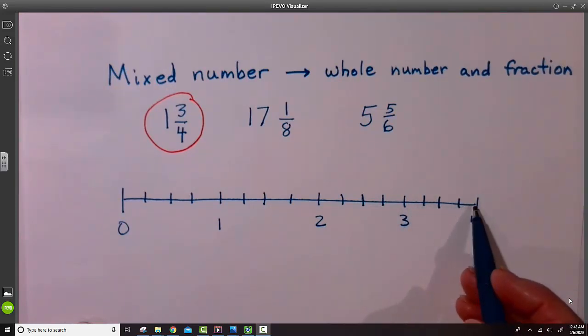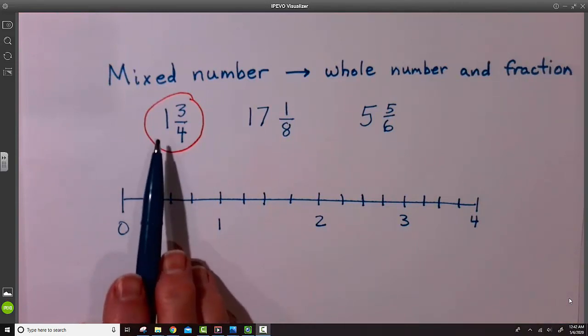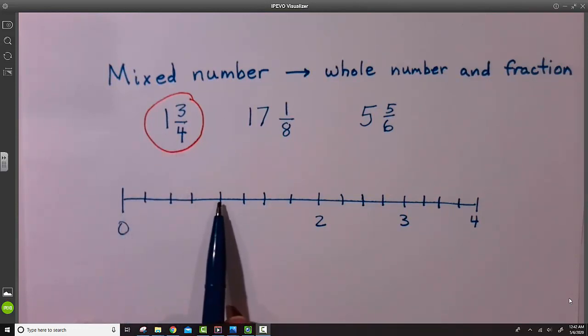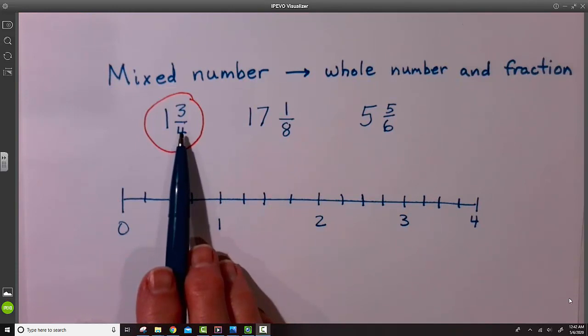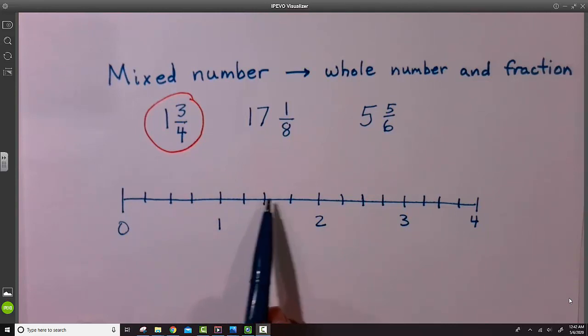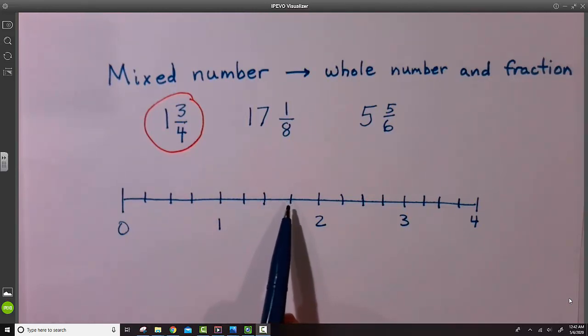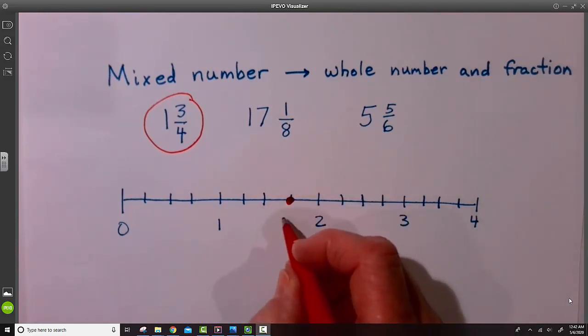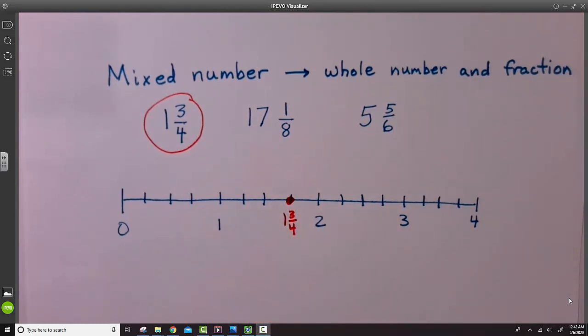1, 2, 3, 4. So now we look at our mixed number and we see that this number is more than 1. So we'll move to more than 1, and we see the fractional part is 3/4. So we'll count 1/4, 2/4, 3/4. Our number here, this is the point for 1 3/4.